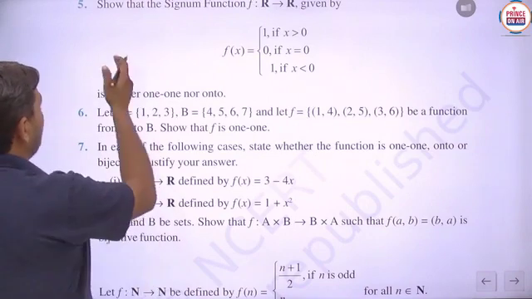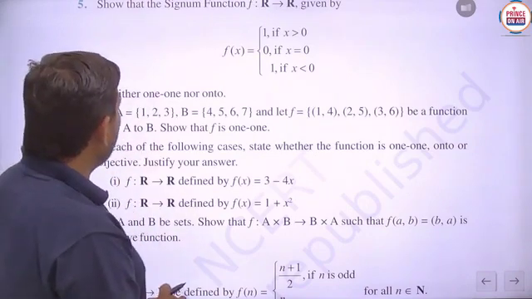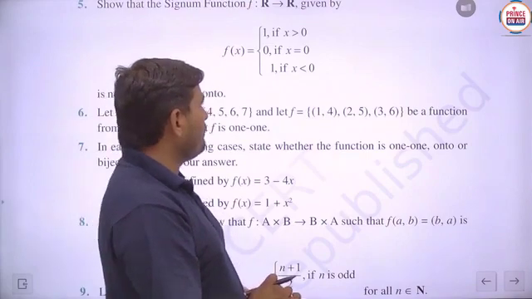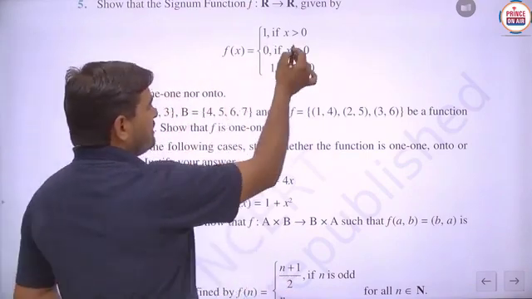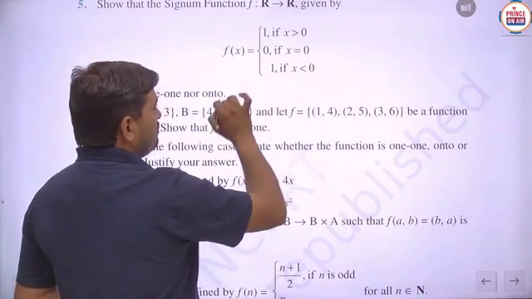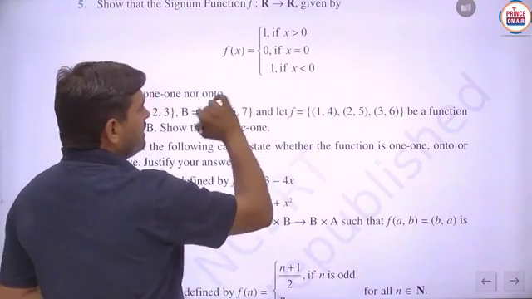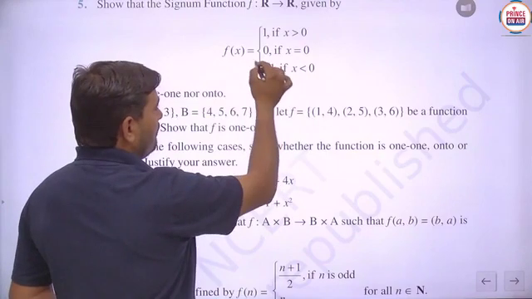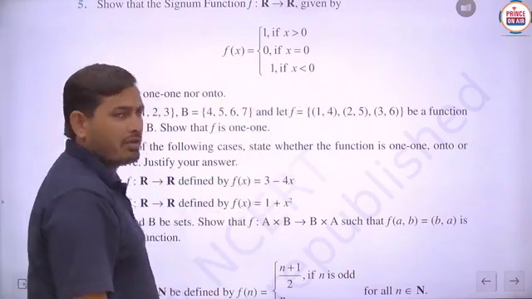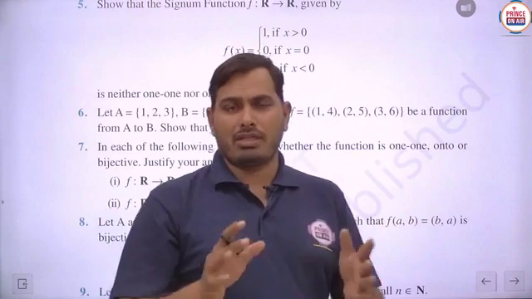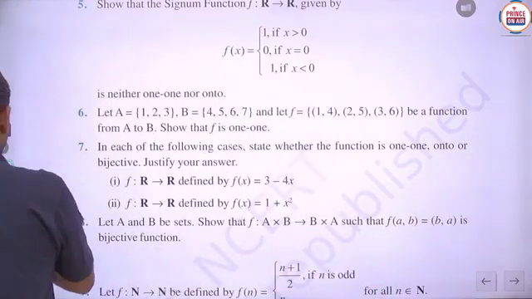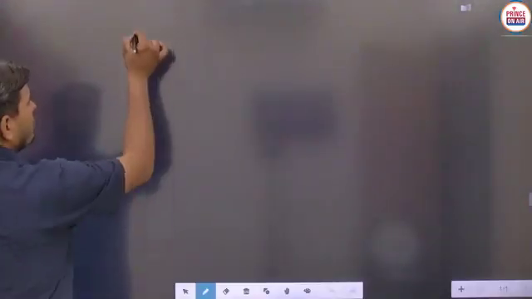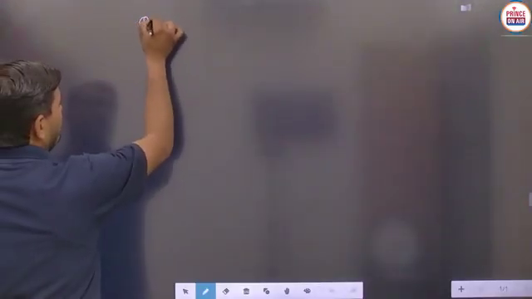The question number 5 you can see here. The signum function f from R to R is given by f of x equals 1 if x is greater than 0, 0 if x is equal to 0, and minus 1, it is written wrong here, so f of x equals minus 1 if x is less than 0. Is it to be clear? So we will take this question on the board and write down the answer of question number 5.